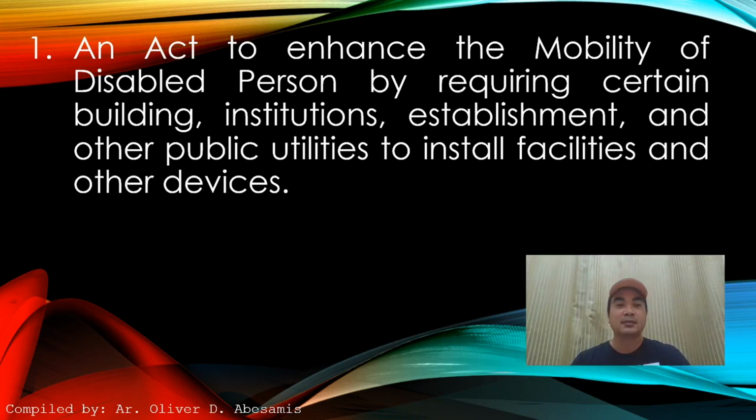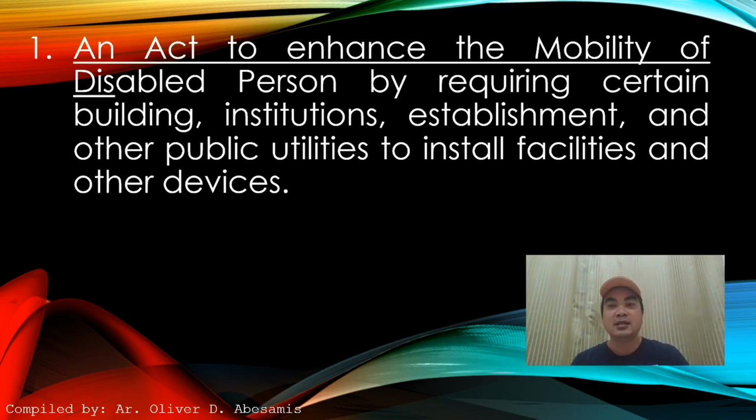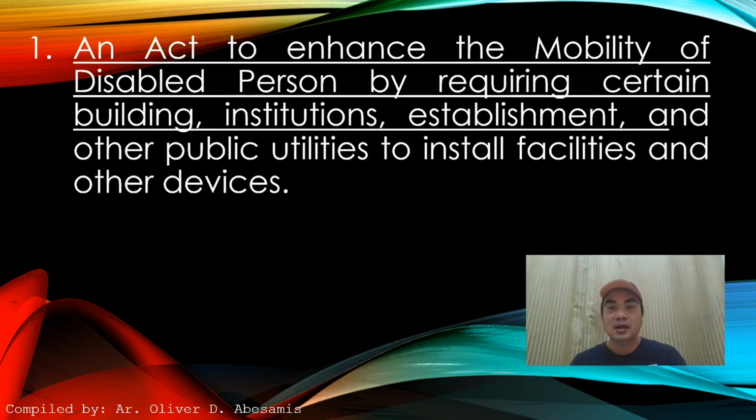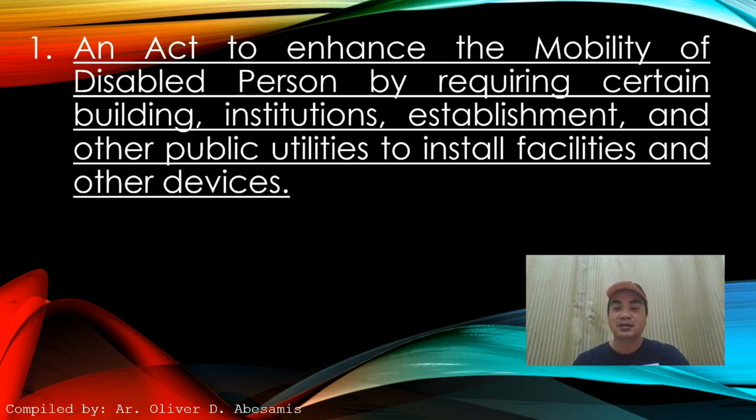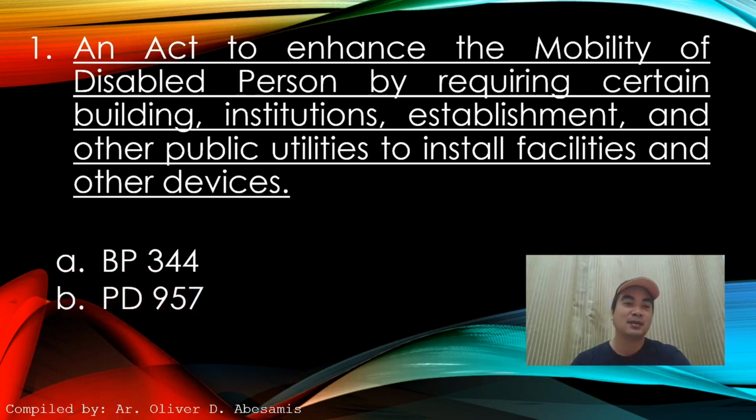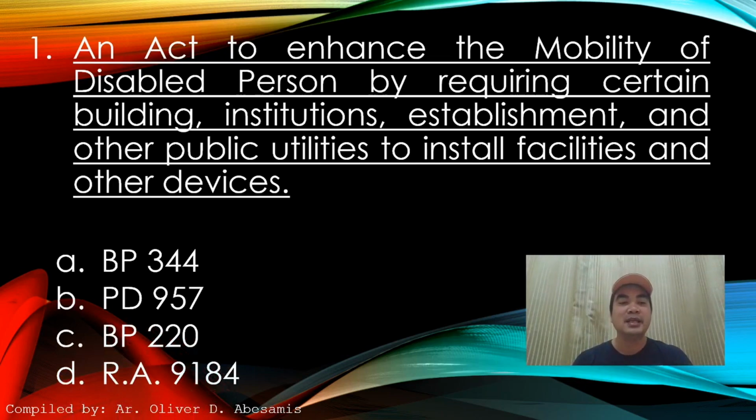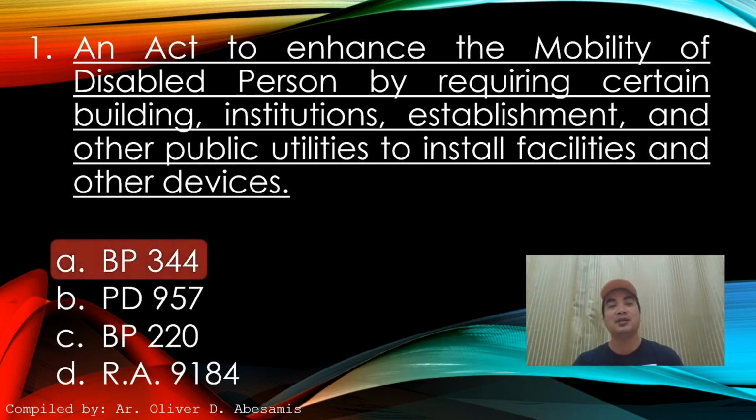Number 1, an act to enhance the mobility of disabled person by requiring certain buildings, institutions, establishments, and other public utilities to install facilities and other devices. A. BP344. B. PD957. C. BP220. D. RA9184. Answer? Of course guys, BP344 because this is our topic.